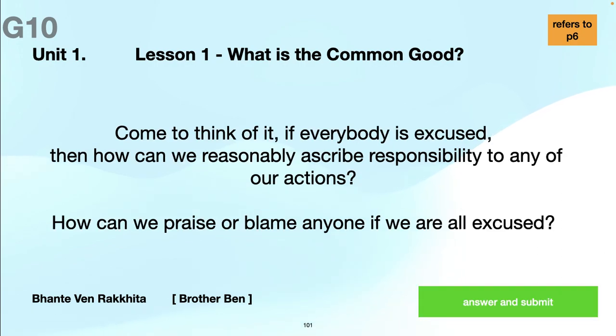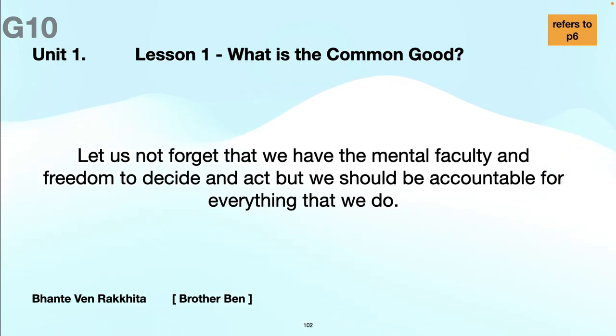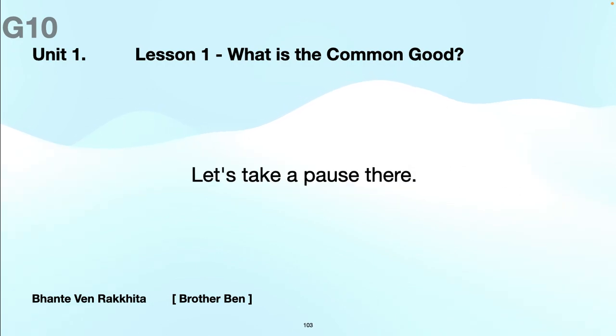Come to think of it, if everybody is excused, then how can we reasonably ascribe responsibility to any of our actions? How can we praise or blame anyone if we are all excused? So answer and submit your response to that one. Let us not forget that we have the mental faculty and freedom to decide and act, but we should be accountable for everything that we do.